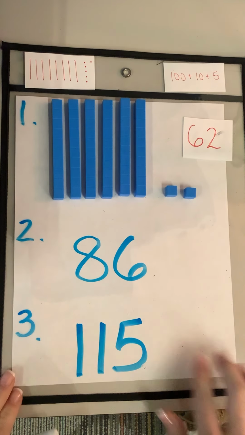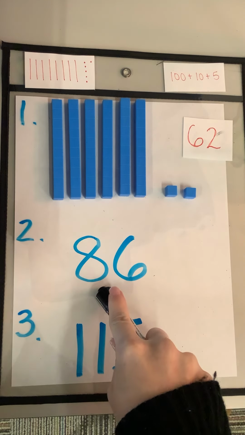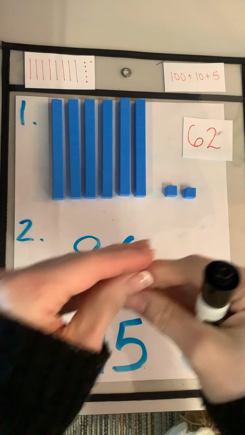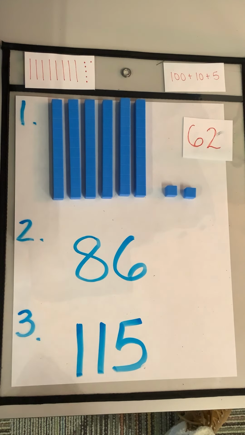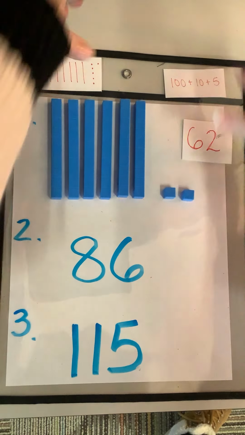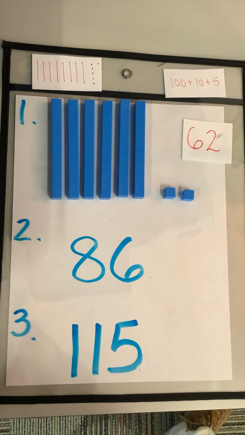Let's look at number 2. I see a number in standard form. The number is 86. I'm either going to change 86 to base 10 or expanded form. Those are the only 2 left that we learned this week. I have 1 answer choice for each one. Our job is to figure out which answer choice shows 86.